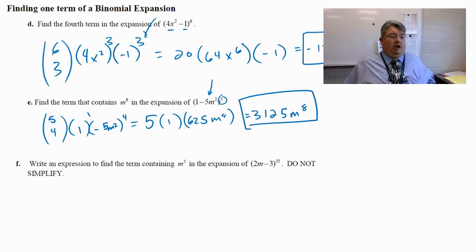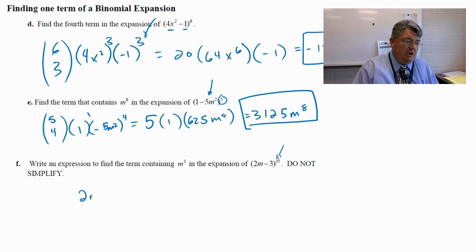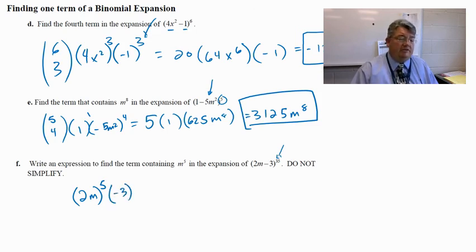Cool. Okay, now last one. Write an expression to find the term containing m to the 5th in this one. Wow, look at this power of 35. That's why it says do not simplify, because it'll be really freaky big. So I'm going to have 2m to the 5th, because that will make an m to the 5th. Well, this is going to make a negative 3. They have to add up to 35, so this will be power of 30. And over here will be 35 choose 30.